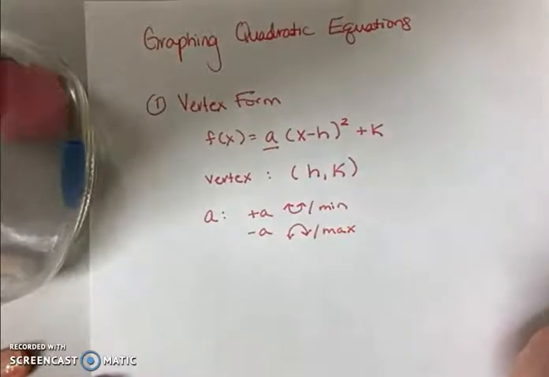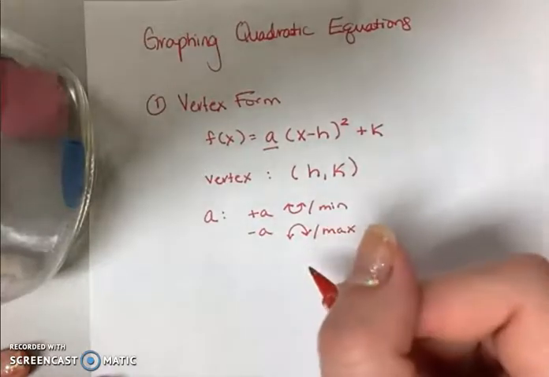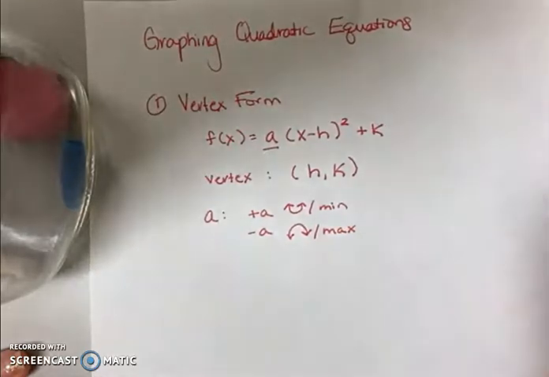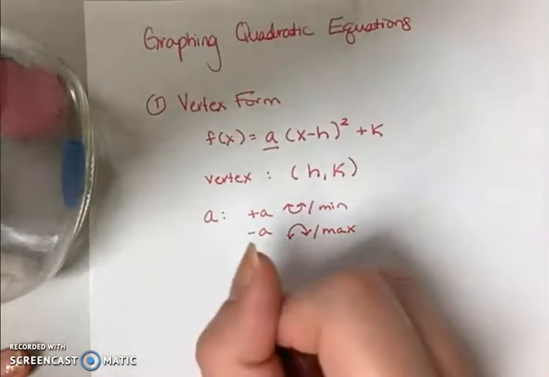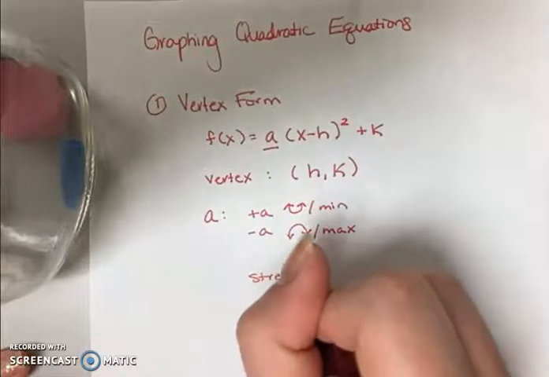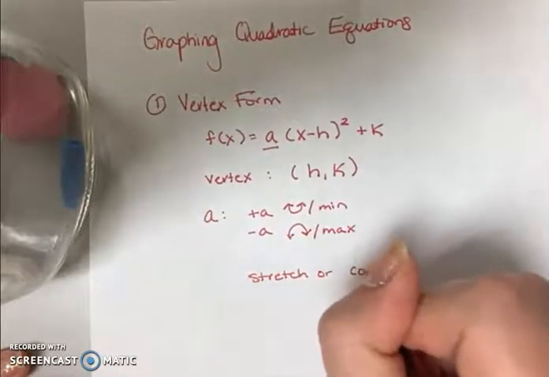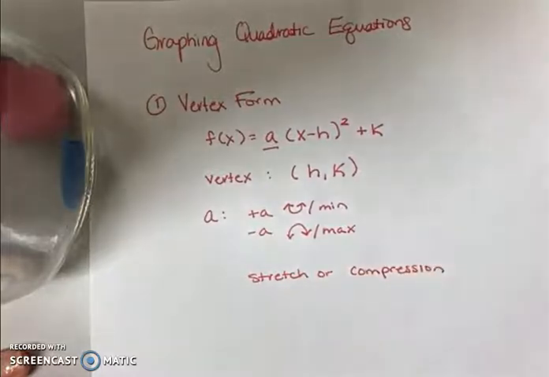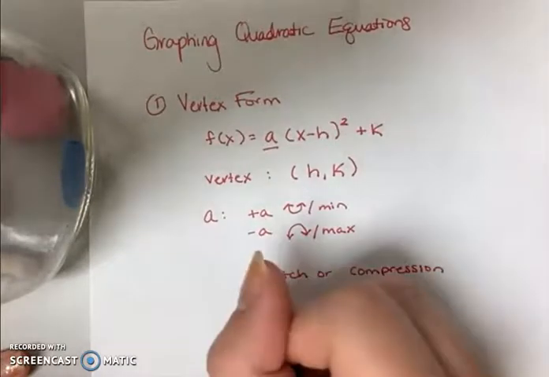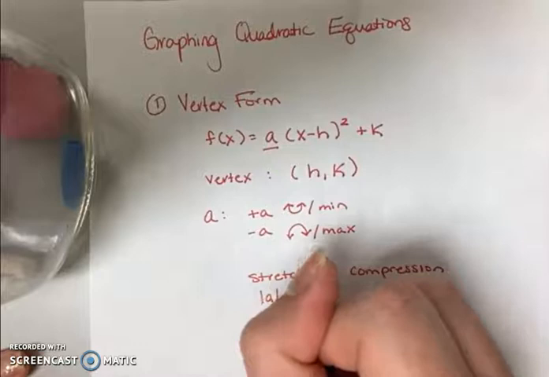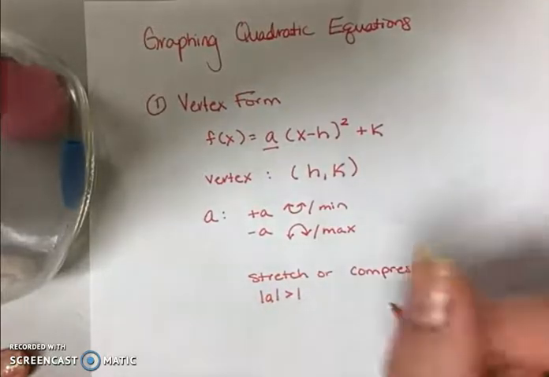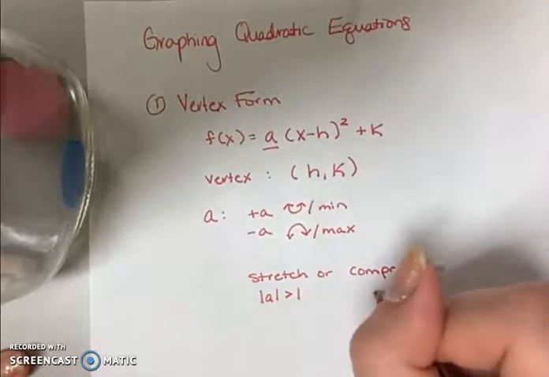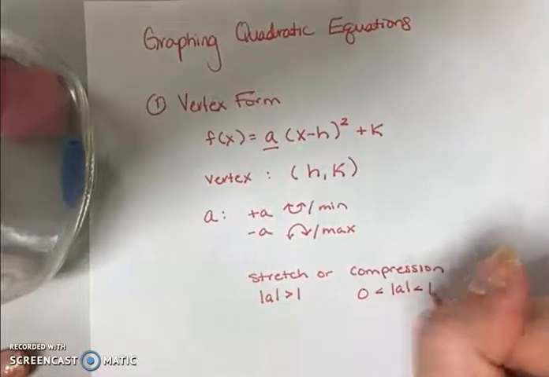Now, that's not the only thing that a can tell us. A also tells us if there's a stretch or a compression. It will be a stretch if the absolute value of a is greater than 1, and a compression if the absolute value of a is between 0 and 1.